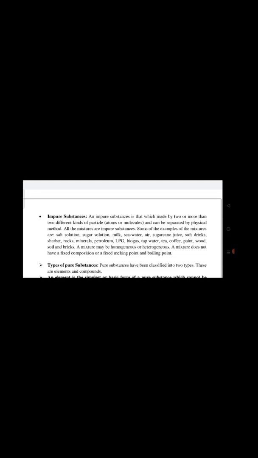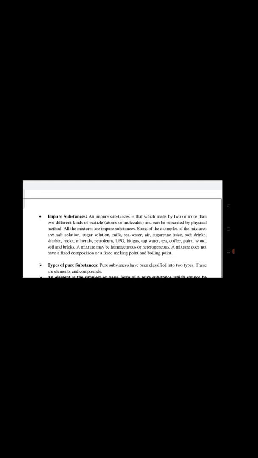Okay, all the mixtures are impure substances. Of course, a mixture we cannot make with a proper ratio. Any mixture we can make, whether sand water or sugar water, we will not take the same proportion of water and sand. We can take any proportion between them. So that is why their composition is not fixed.